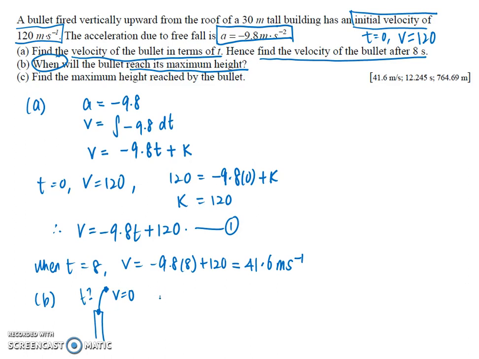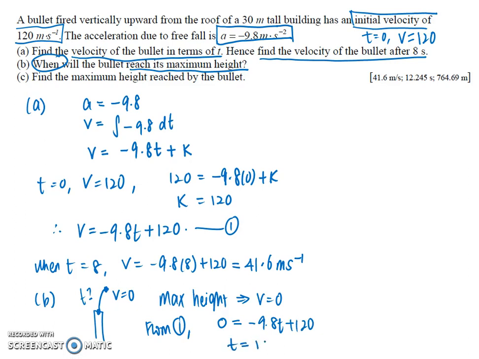So in order for us to find maximum height, that would mean we will need to calculate when velocity is equal to 0. So since we have found from equation 1 the relationship between velocity and time, we substitute v equals 0 and we can calculate when that happens. So time in this case is 12.2 seconds.